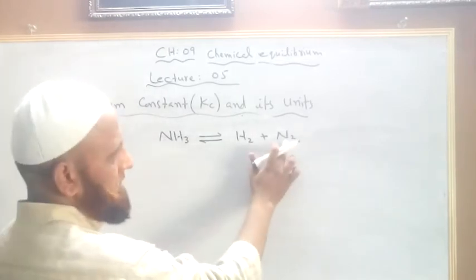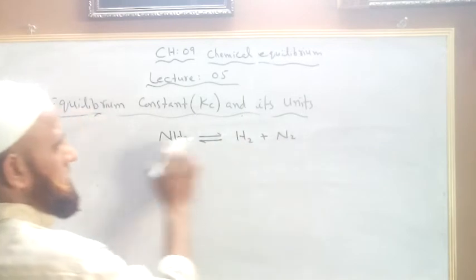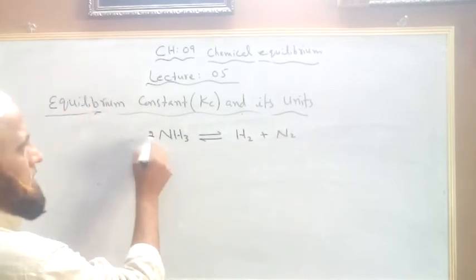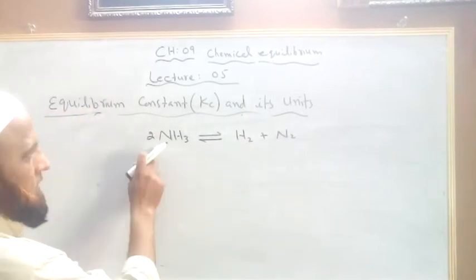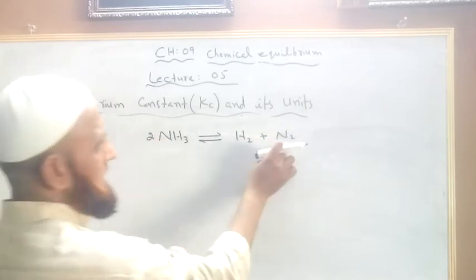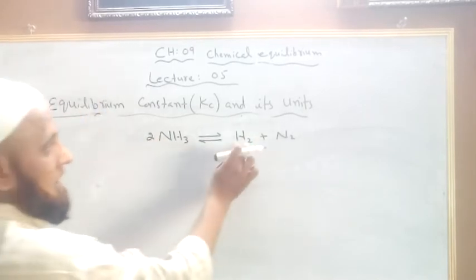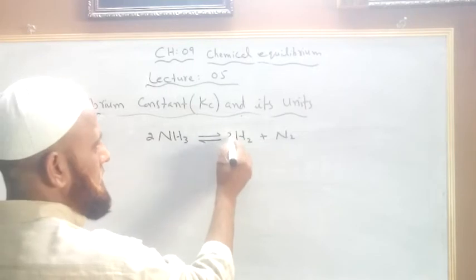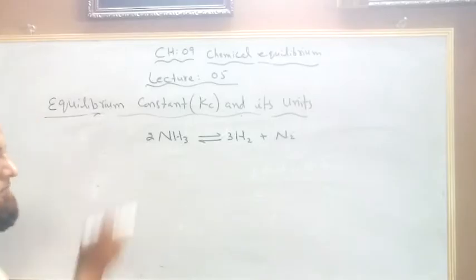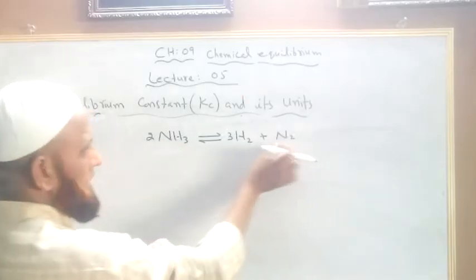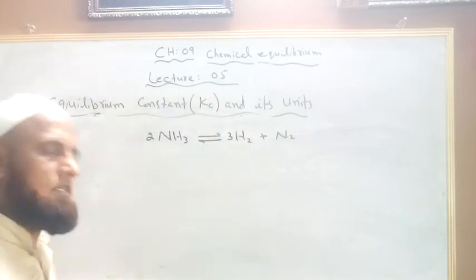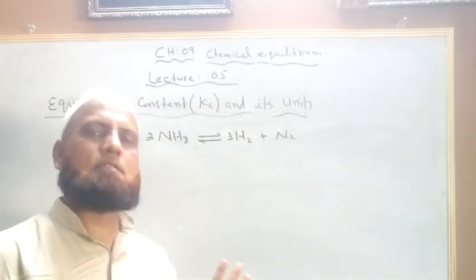How many nitrogen atoms are there? We have 2 nitrogen on one side and 1 nitrogen on the other, so you can write 2 over here. 2 ones are 2, so nitrogen is balanced. What about the hydrogen? 2 threes are 6, and here we have 2, so you have to apply 3. 2 nitrogen, 2 nitrogen; 6 hydrogen, 6 hydrogen. Now the equation has been balanced.